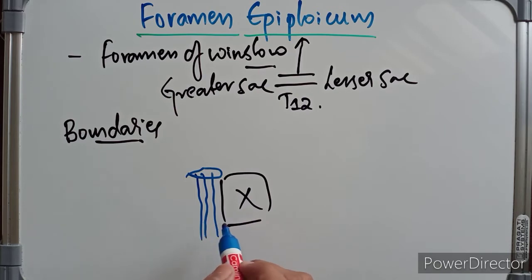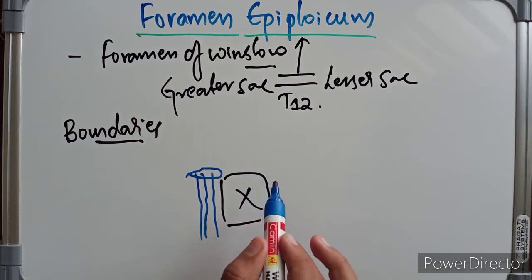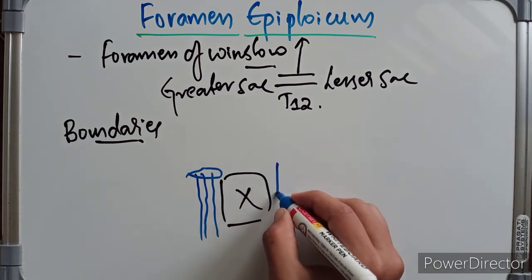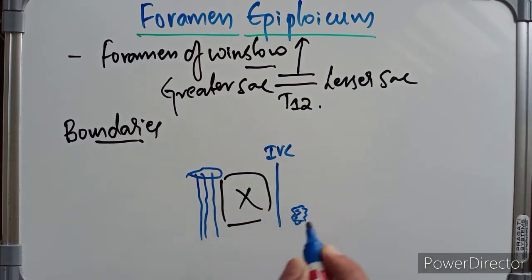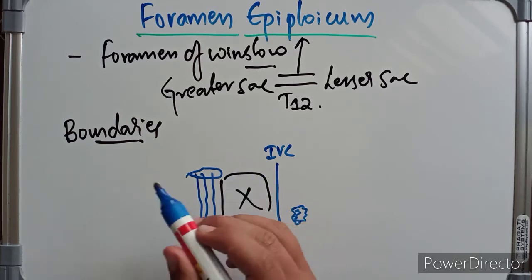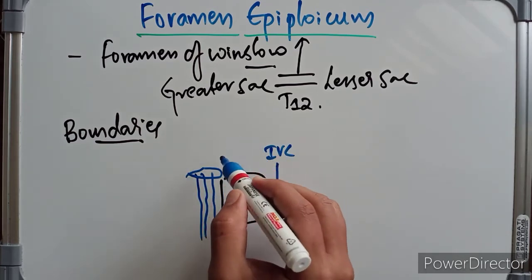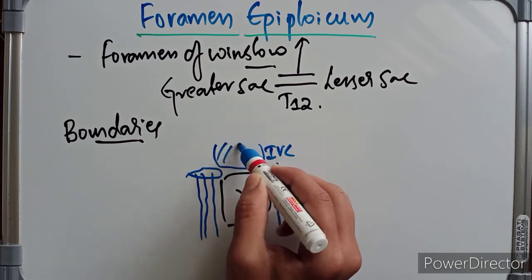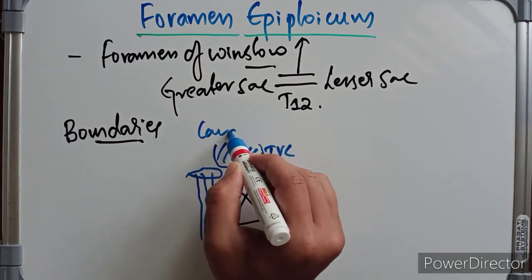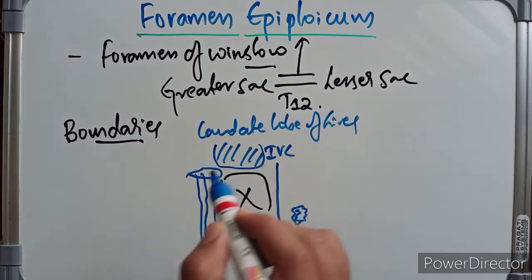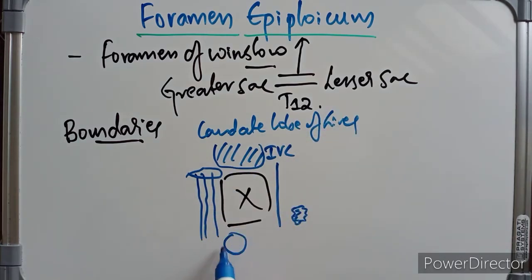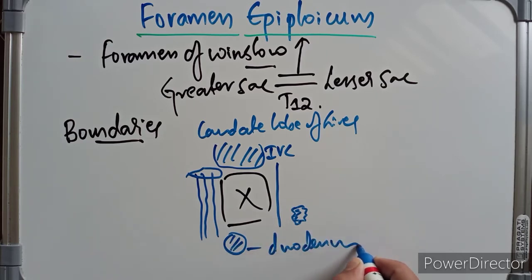So what forms the posterior border? The inferior vena cava and the right suprarenal gland will form the posterior border. Superiorly we have the caudate process of the caudate lobe of the liver, and then inferiorly we have the first part of the duodenum and also the transverse part of the hepatic artery.